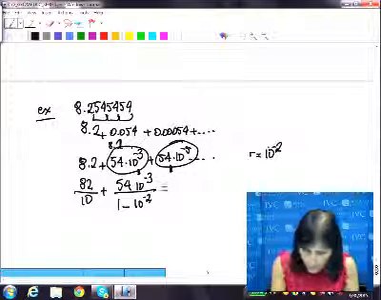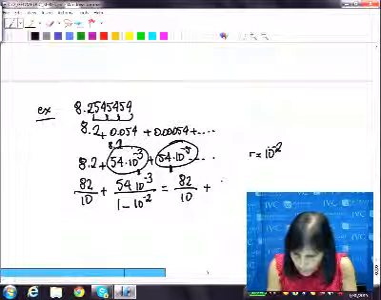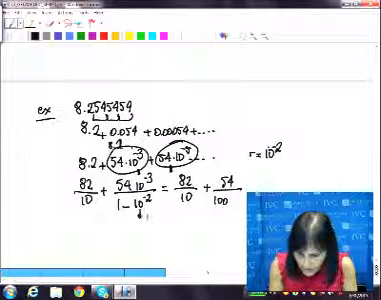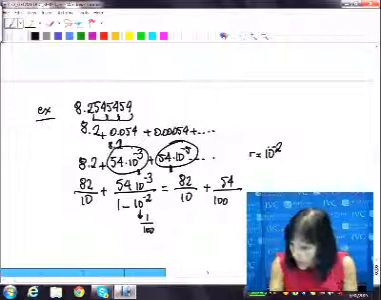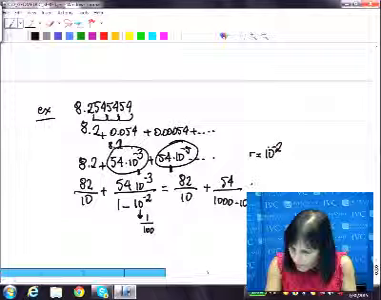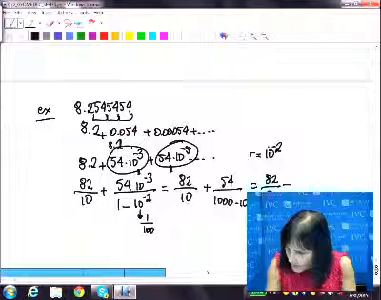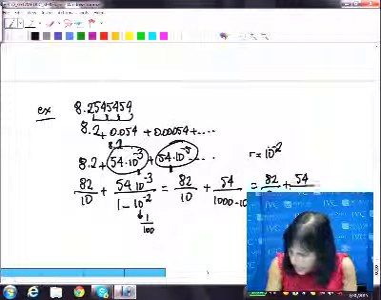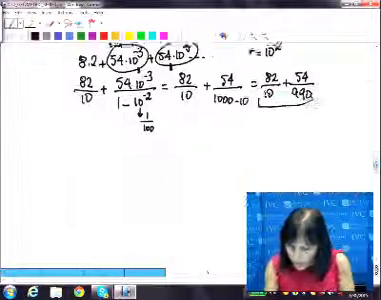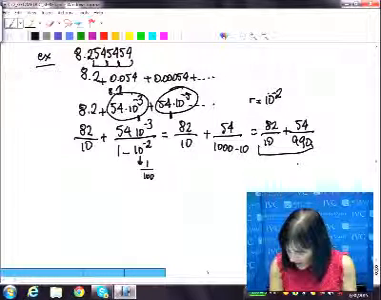And let's work this out. You have 82 over 10 plus, and let's clean this up a little bit, 54, and you write this as 1 over 100, and you'll see how this works. That's going to be 1,000 minus 10. And what do you have? You have 82 over 10 plus 54 over 1,000 minus 10, which is 990. Oh, guess what? I already switched to the fraction notation. Okay, let me put this up because you're not seeing anything.